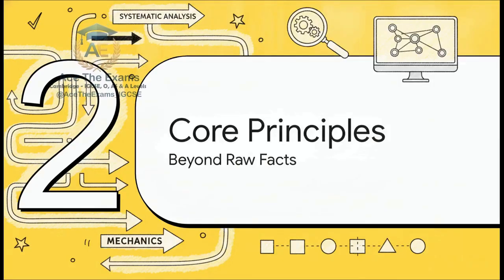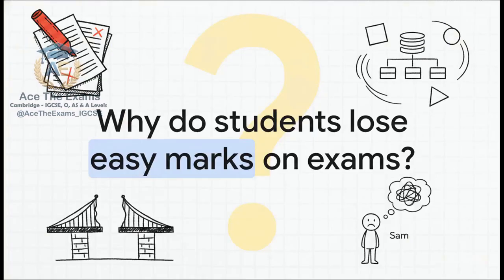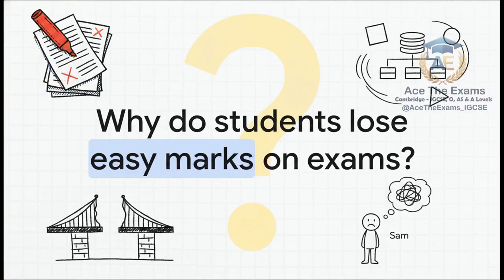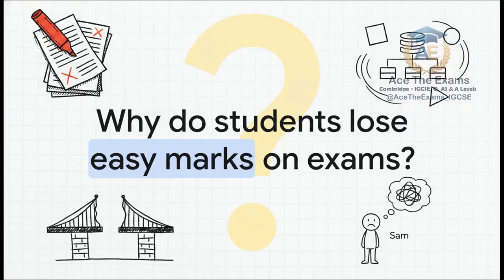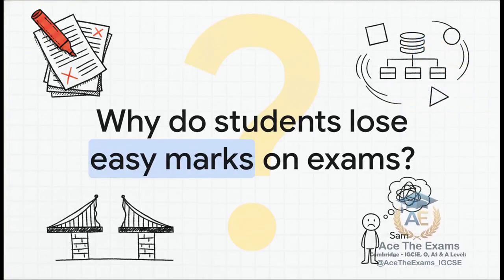Moving into our second section, let's look at how we apply systematic analysis. We're moving way beyond raw facts and diving into the actual mechanics of the exam. I absolutely love this question because the principal examiner reports reveal a massive, totally avoidable trap that candidates fall into year after year. It is honestly heartbreaking to see students who clearly know their computer science concepts lose points just because of how they structure their extended responses.